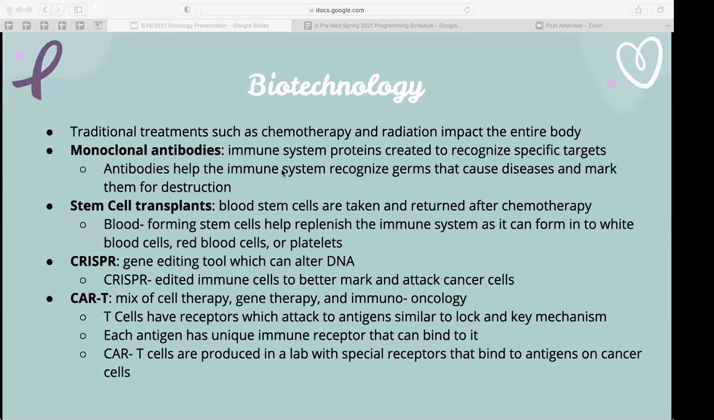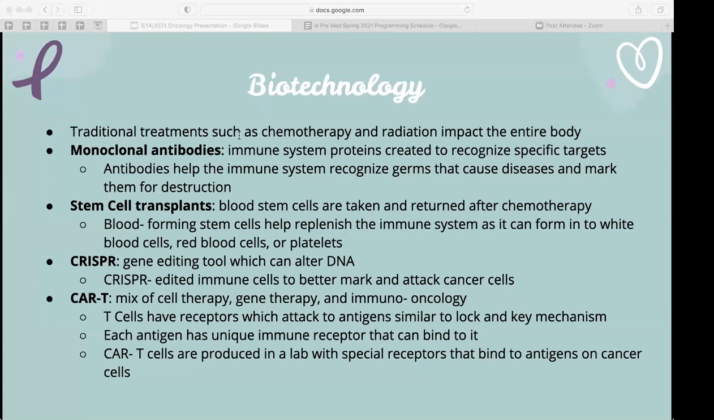Our body naturally produces antibodies, which help our immune system recognize germs that cause diseases, such as bacteria or viruses, and mark them for destruction. Monoclonal antibodies are immune system proteins, which are created in a lab and are able to recognize specific targets. Some monoclonal antibodies are also immunotherapy, as they mark cancerous cells, helping the immune system.